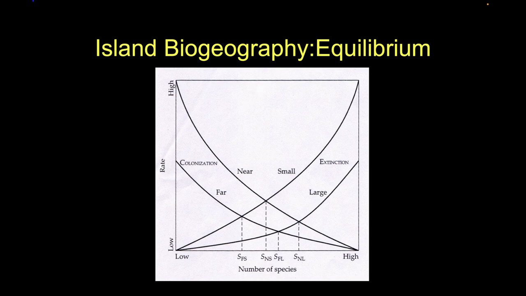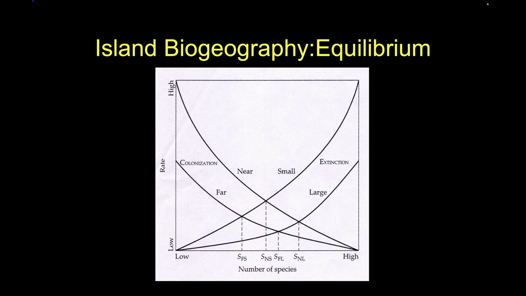Make sense? Similarly, if I'm on a large island that's nearby, when we come to our stability point, we're going to have a relatively high number of species. So let me ask you, where are we going to get the most species in this model? What type of island? Large near, right? This one. And where are we going to have the fewest? Far away and relatively small, right? So I'm on the small one here, and the far one here. Does that make sense?